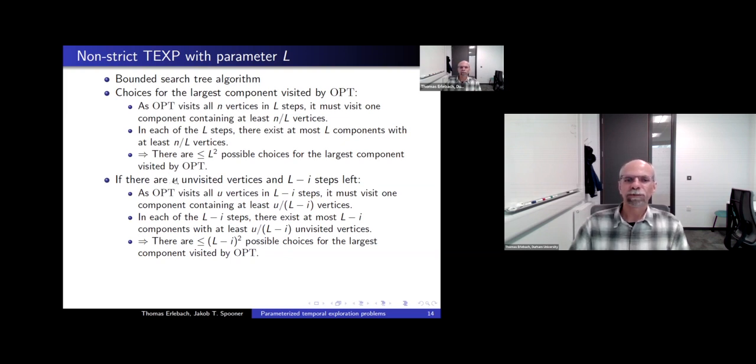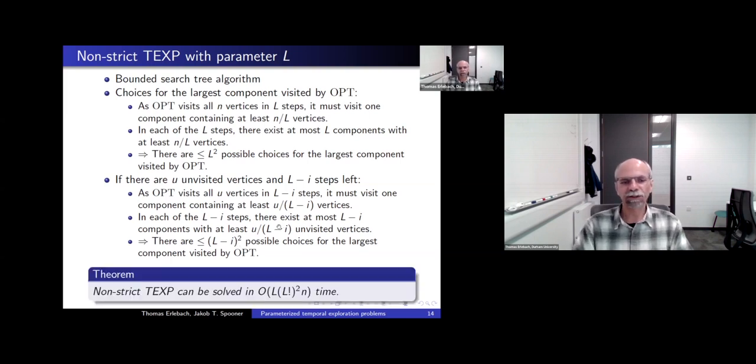And imagine that you've already guessed i components and there are still U unvisited vertices. Then you know the optimal tour visits these U unvisited vertices in L minus i steps. So it must visit a component that has at least U divided by L minus i vertices in one of these steps. And again, in each of these L minus i steps, there can be at most L minus i components, each of which has at least U over L minus i unvisited vertices. So we have at most (L minus i) squared choices for the next largest component visited by opt.